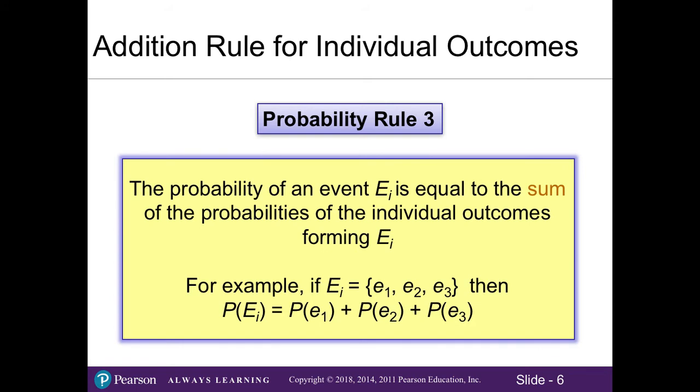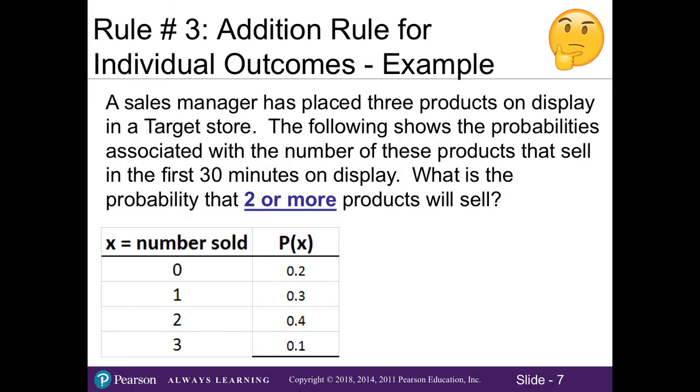Let's look at rule number 3. In this rule, the probability of an event of interest is equal to the sum of the probabilities for each individual outcome forming that event of interest. So for instance, if what we're interested in has 3 potential outcomes, the probability of each one will be added up together. Let's look at the example.